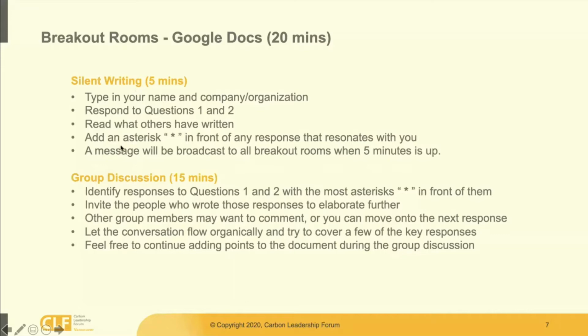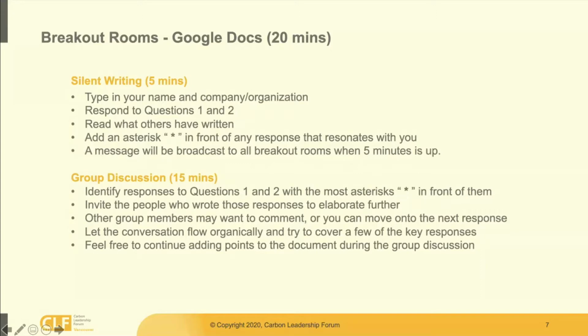After you've spent 5 minutes, we will send a broadcast message out to everyone that says that the 5 minutes is up. And from there, you can verbally get into a group discussion and prioritize the points that have the most asterisks first. Maybe get the person that wrote that line to give some comments, and people can respond to that.